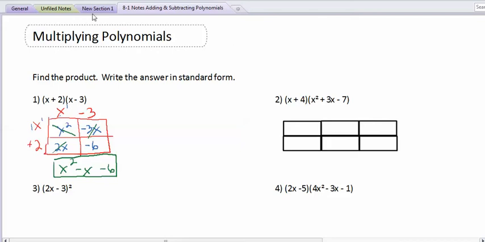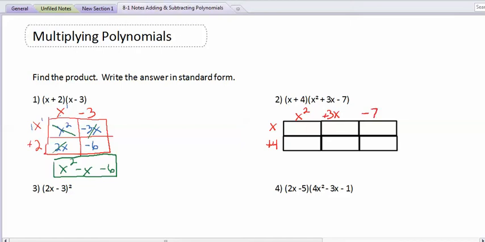Okay, the next one. This one, the box is already there for you, and you're going to then put it's a 2 by 3, so I've got the 2 terms going to be over here, so the x and then the +4, each of them have a box, and then these 3 terms go at the top. So we have x squared, positive 3x, and then a -7.